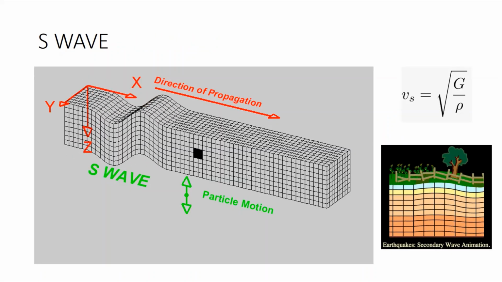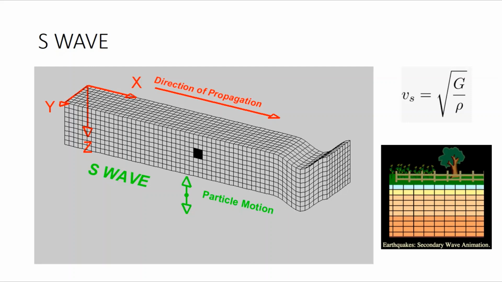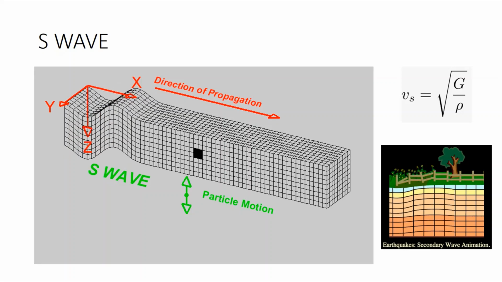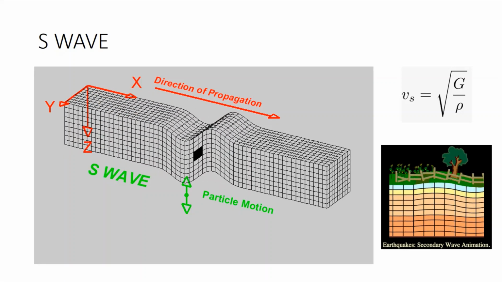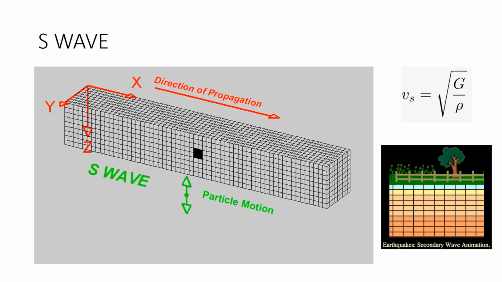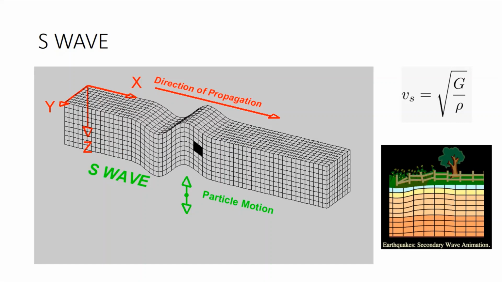The other type of body wave is S wave or secondary wave. S wave is the second wave, coming after P wave. S wave moves through the medium without changing its volume. S wave is slower than P wave and can only move through solid rock and cannot move through liquid medium.